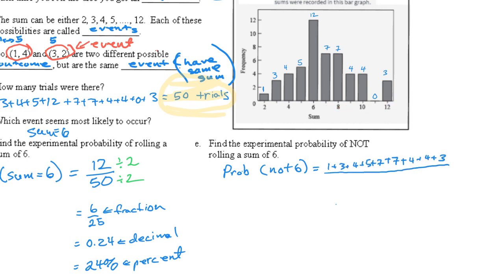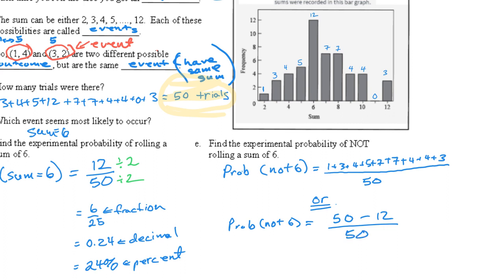So here's our answer. We have 1 plus 3 plus 4 plus 5 plus 7 plus 7 plus 4 plus 4 plus 3, all divided by a total of 50 trials. So that was the brute force method. Or we could have done this. The probability of not 6 is equal to the number of trials minus 12, divided by 50.